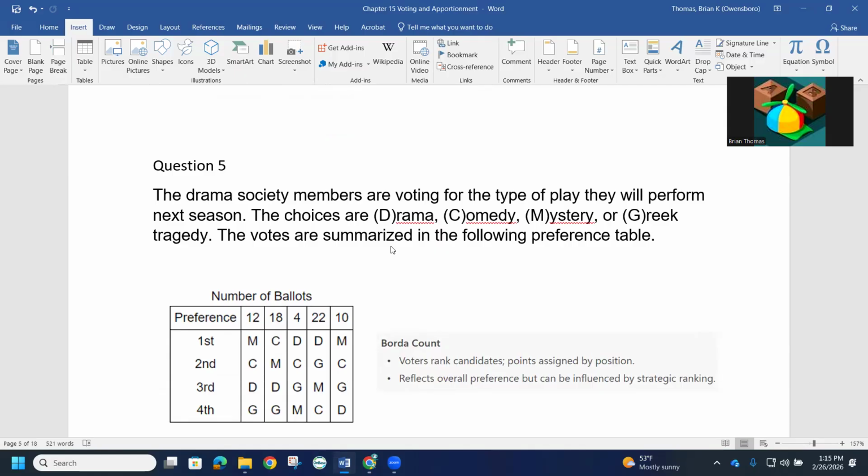Looks like this one also involves the Borda count, so we'll do this in a separate video.